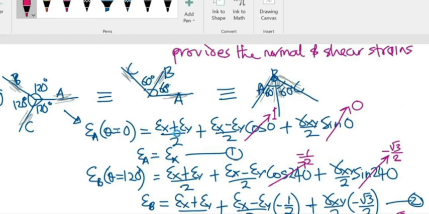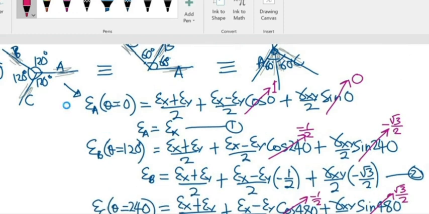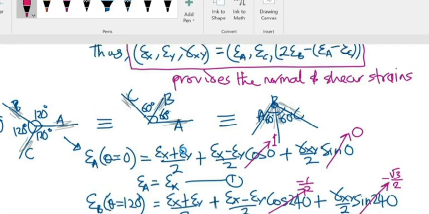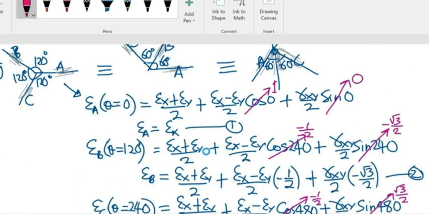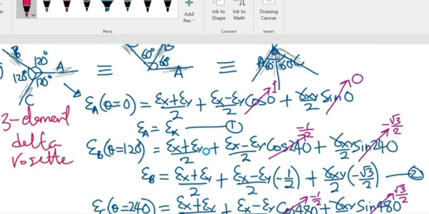The same result is gotten from the analysis. So let's start with this one here, the left-hand side, which we call the three-element delta rosette. For 4 and 5, we can determine the normal strains and the shear strain. Here, EA is at the origin. Let's assume it's aligned with 0 angle from a 360 angle.